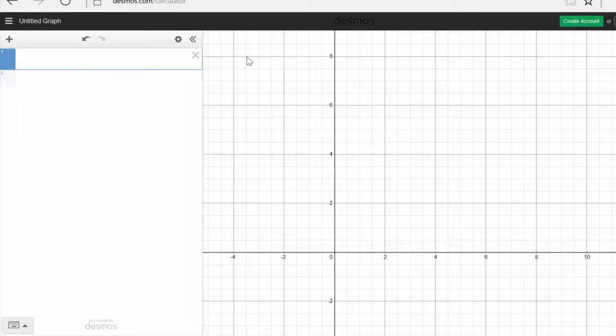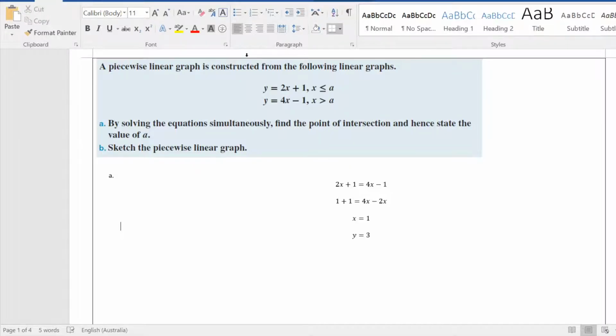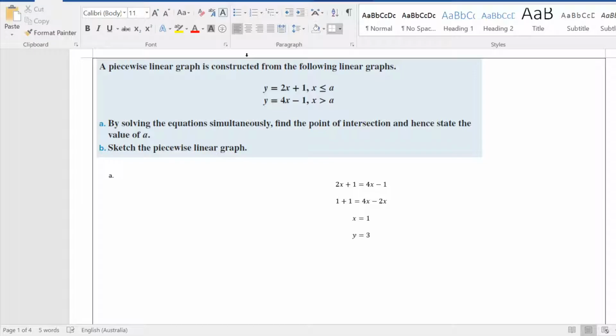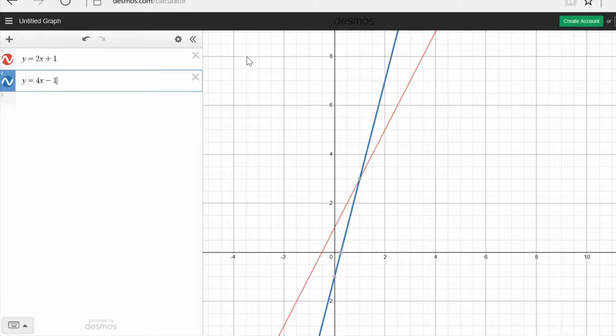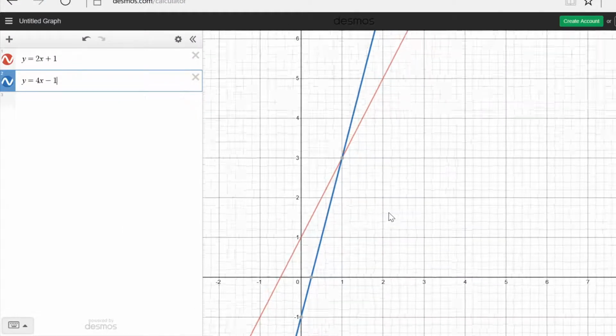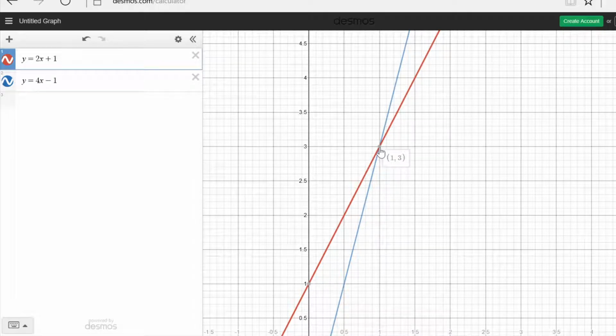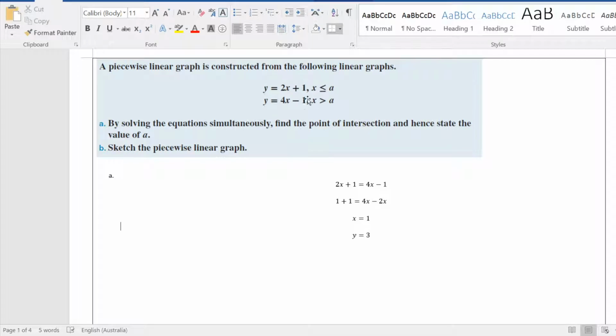So we've got y equals 2x plus 1, and then y equals 4x minus 1. And you can see that if I zoom in, that little coordinate there is 1, 3. That's where they intercept. Now, you'll notice they have a domain attached to them. Okay? This first line goes up until it hits that intersection point, okay? And that x value was 1.